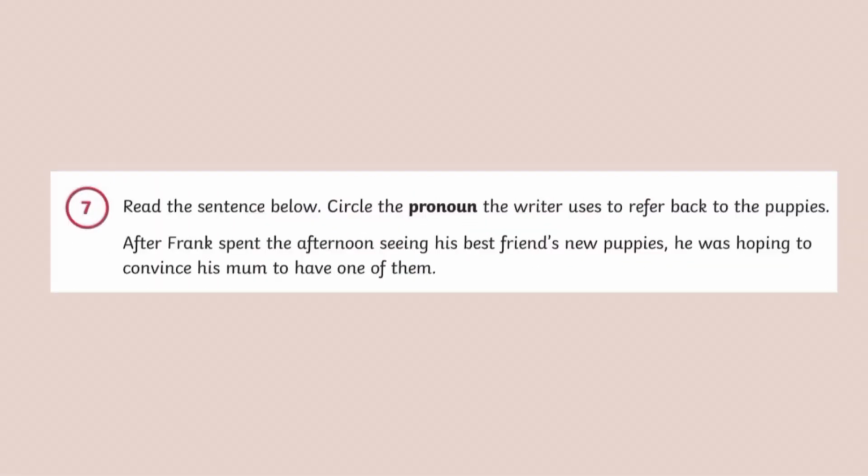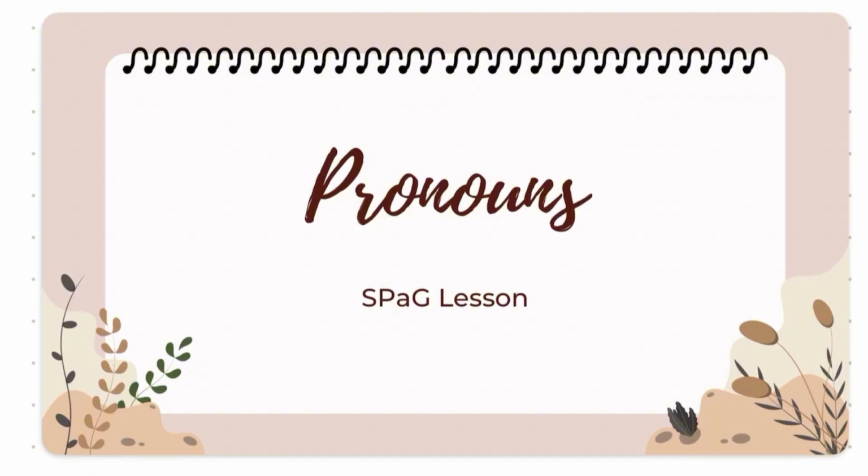Next question. Question 7. Read the sentence below. Circle the pronoun the writer uses to refer back to the puppies. After Frank spent the afternoon seeing his best friend's new puppies, he was hoping to convince his mum to have one of them. And which word is describing and referring to the new puppies? It is them.